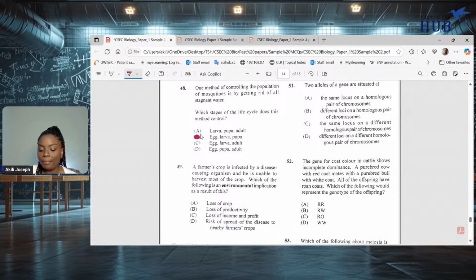A farmer's crop is infected by a disease-causing organism and he is unable to harvest most of the crop. Hard luck there. Which of the following is an environmental implication as a result of this? Do we have loss of crop, loss of productivity, loss of income and profit, or risk of spread of the disease to nearby farmers' crops?